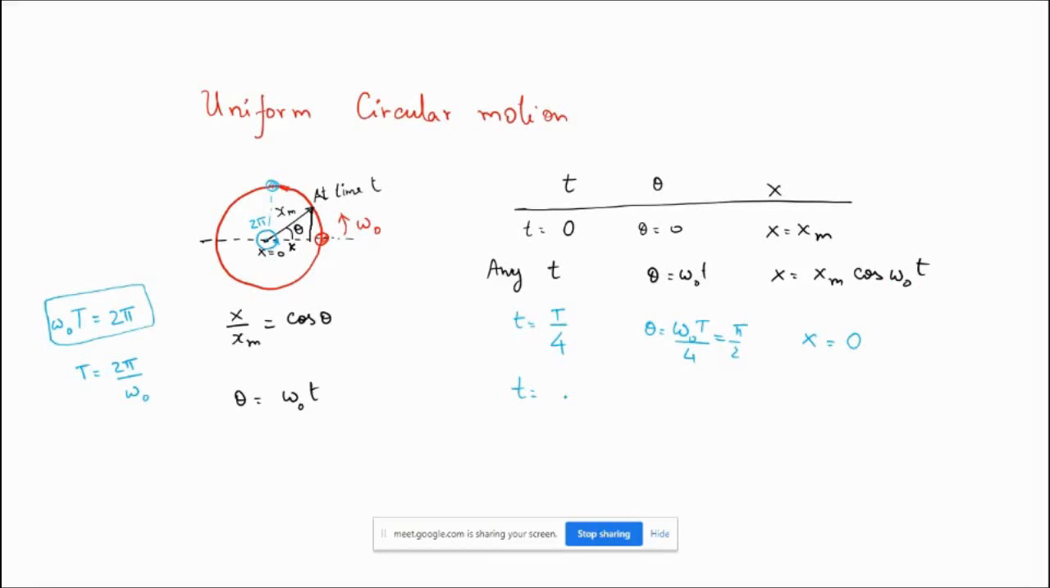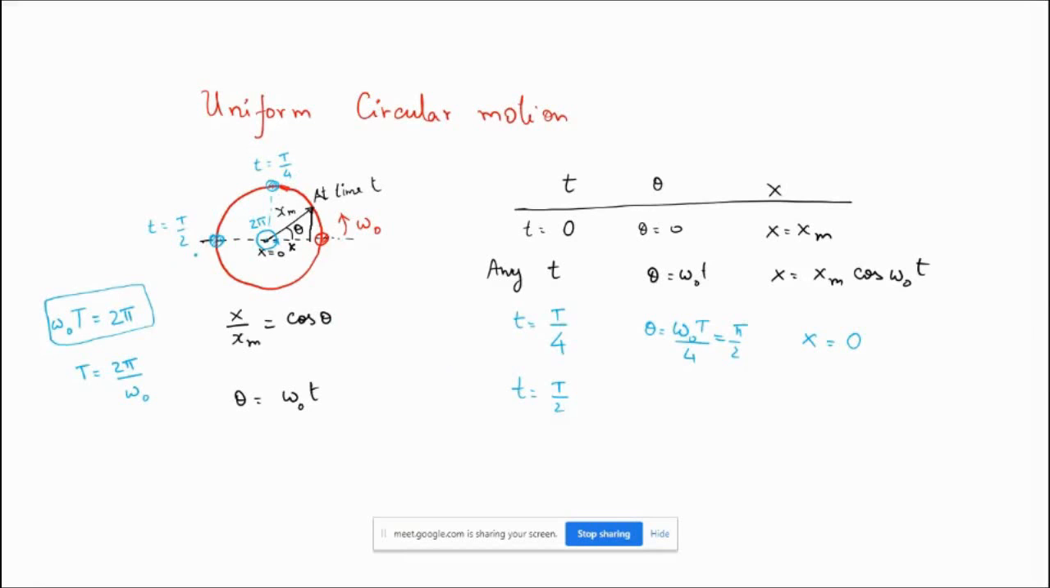At t equal to T by 2, the bead has completed half a rotation. This is at t equal to T by 4, where it has completed 1/4 of the rotation.